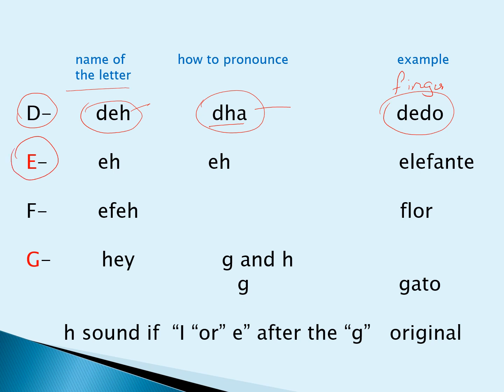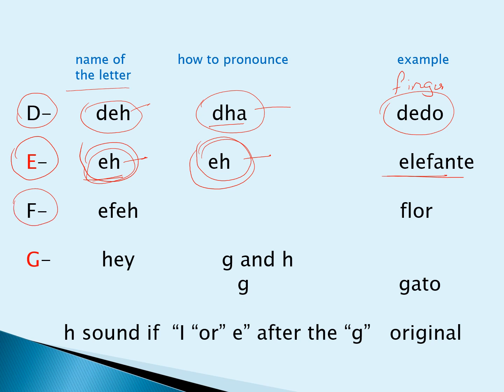This is the letter A. What's the name of the letter? How to pronounce? Elefante. We learned already, the meaning is elephant. So how to pronounce? The name of the letter is A, and the sound is A. Example, elefante is for elephant. Right. The next letter.